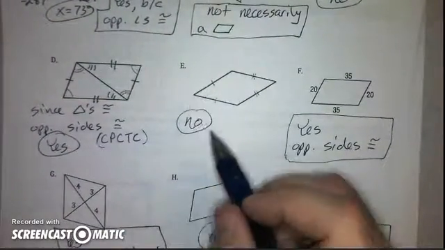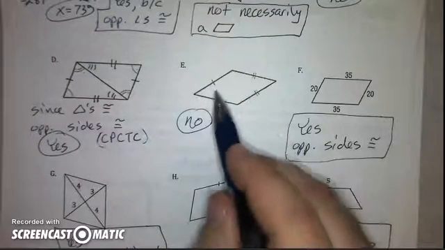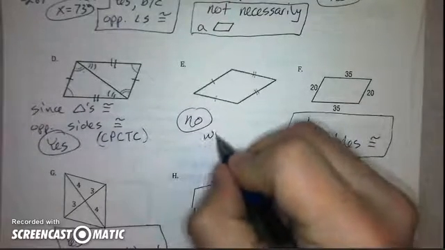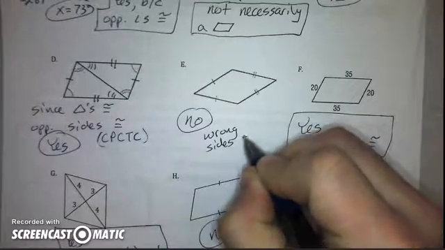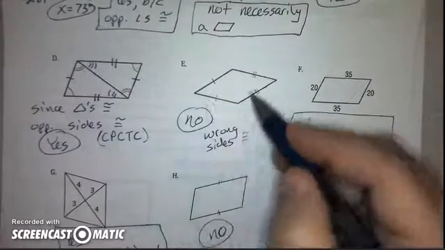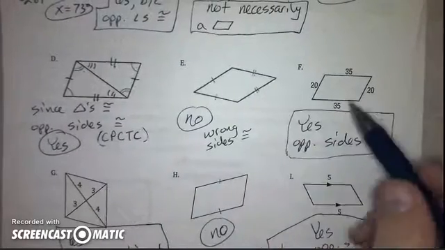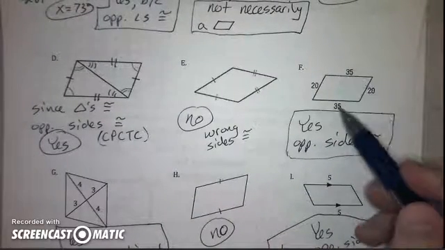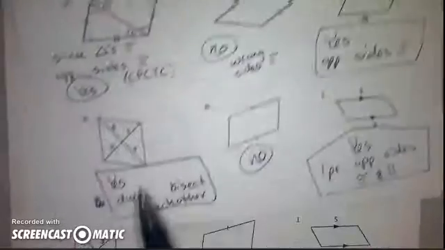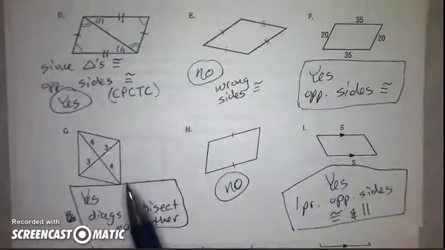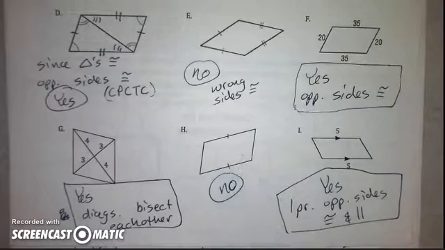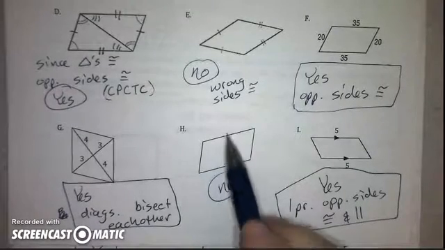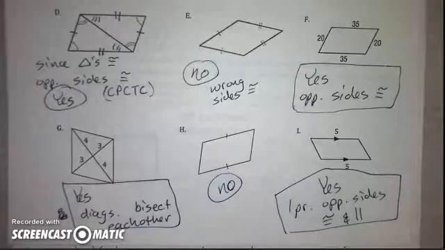And then in E, no, not a parallelogram because we don't have the right information. We have the wrong sides given. These are consecutive sides that are congruent, not opposites. F is a parallelogram because opposite sides are congruent. G is a parallelogram because the diagonals bisect each other. H is not a parallelogram because there's not enough information. We only have one pair of congruent sides.